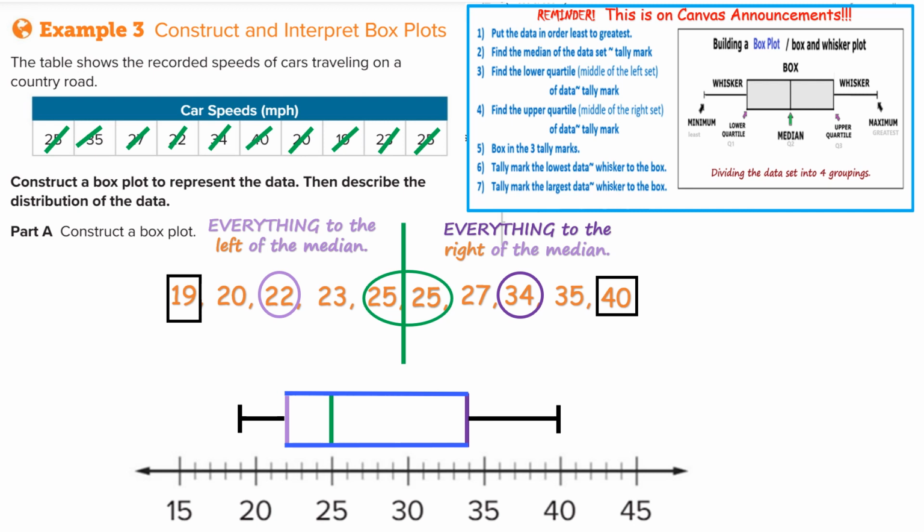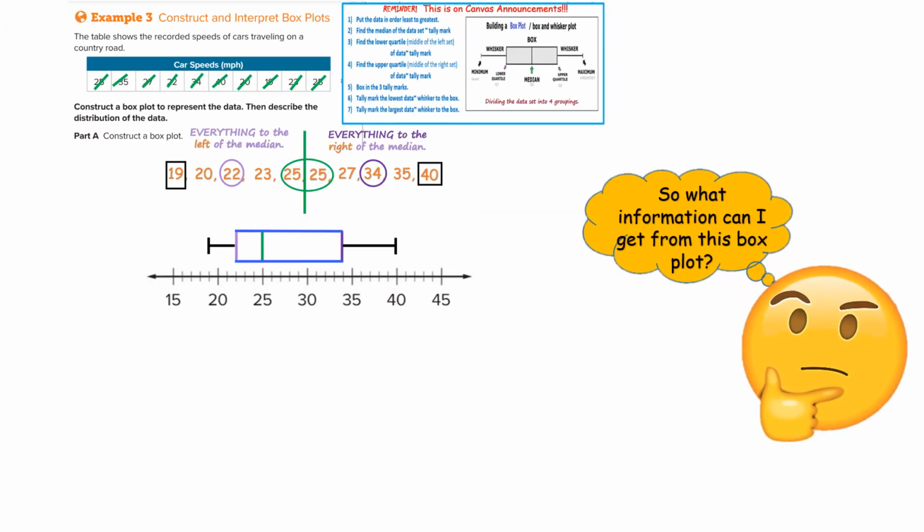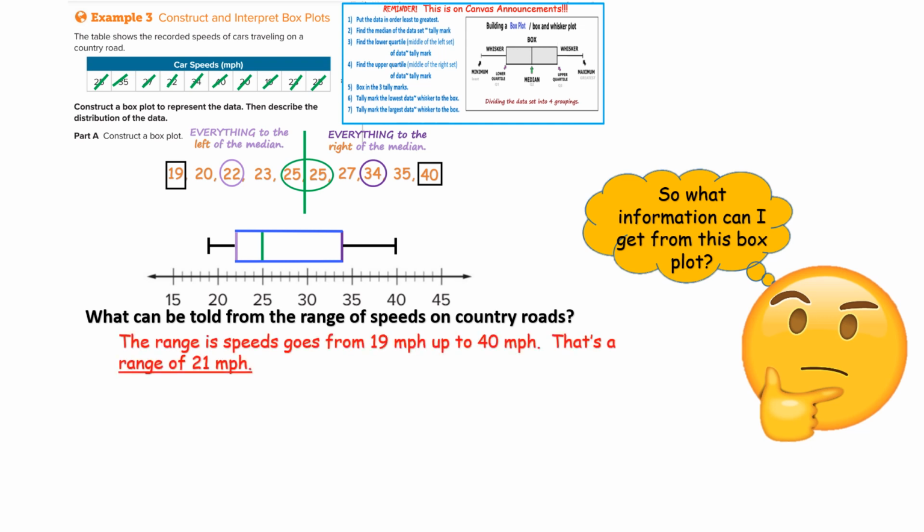So I had work to do, and I have plotted 1, 2, 3, 4, 5 different points on the number line correctly. That's worth 6 points. Now I have to answer the question, because I have to describe. So what kind of information can I gather from this? We're going to answer those 3 questions. What is the range? What can I tell about the range of the speeds on these country roads?